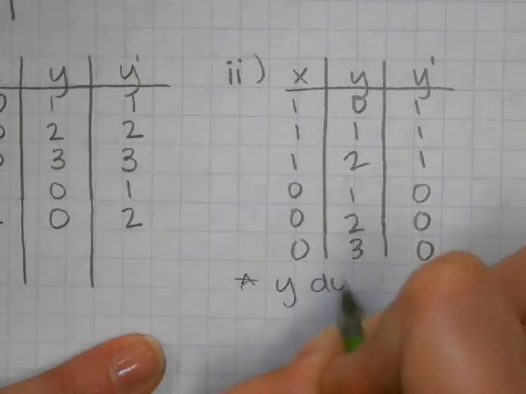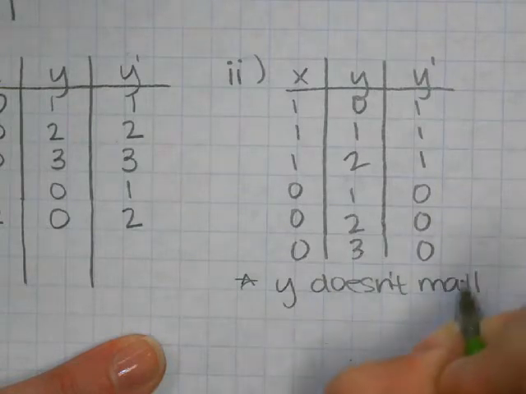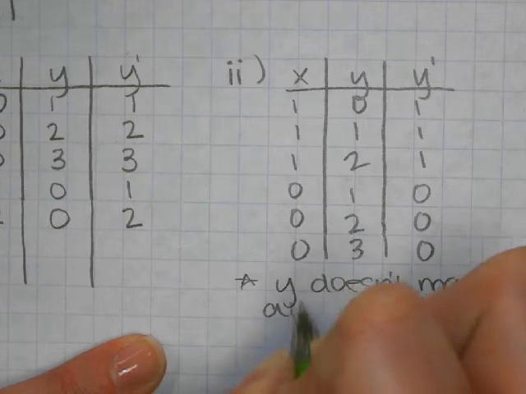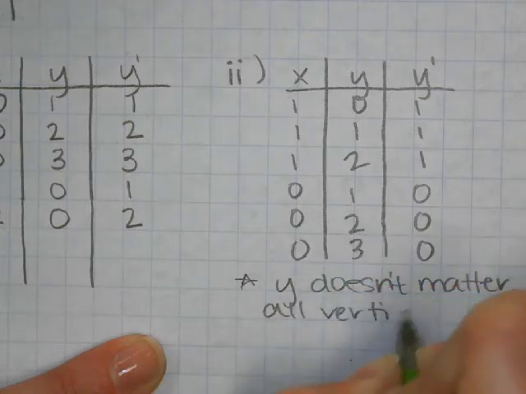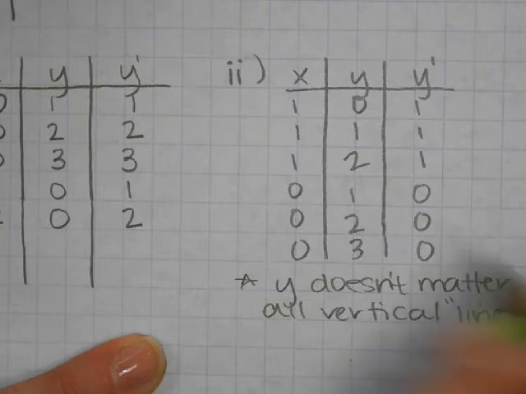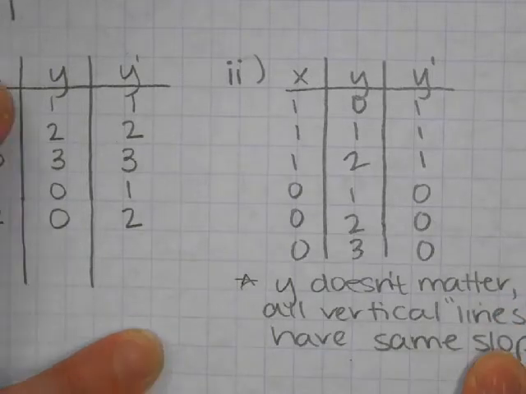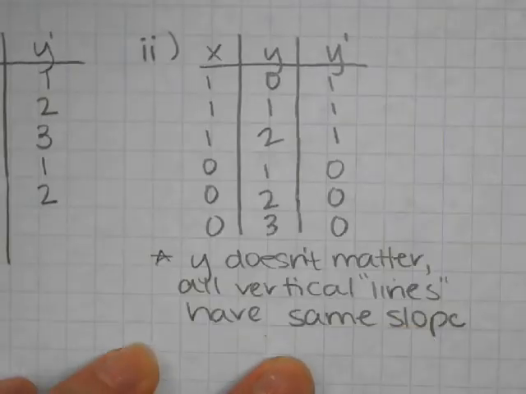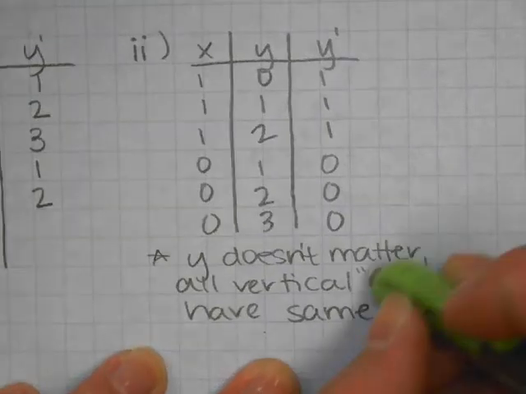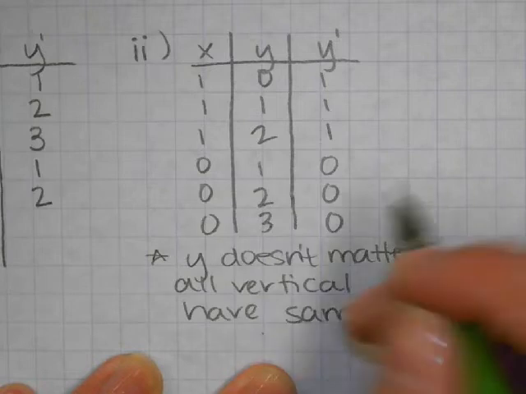Y doesn't matter. All vertical lines have the same slope. Or maybe instead of saying lines, you should say columns. Maybe all vertical columns. It's probably better than lines.